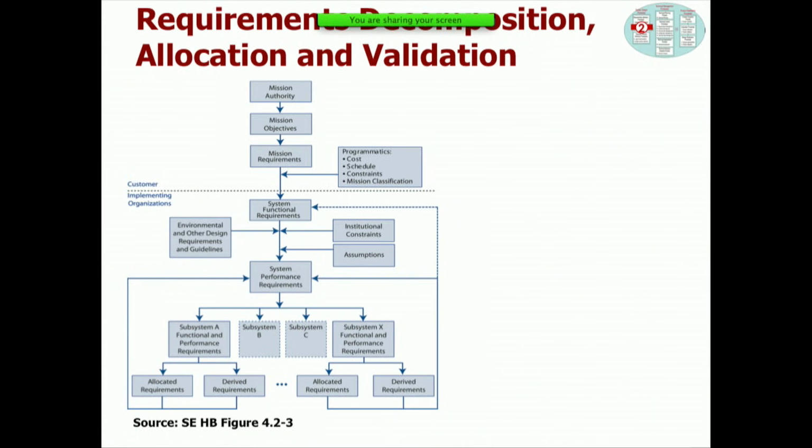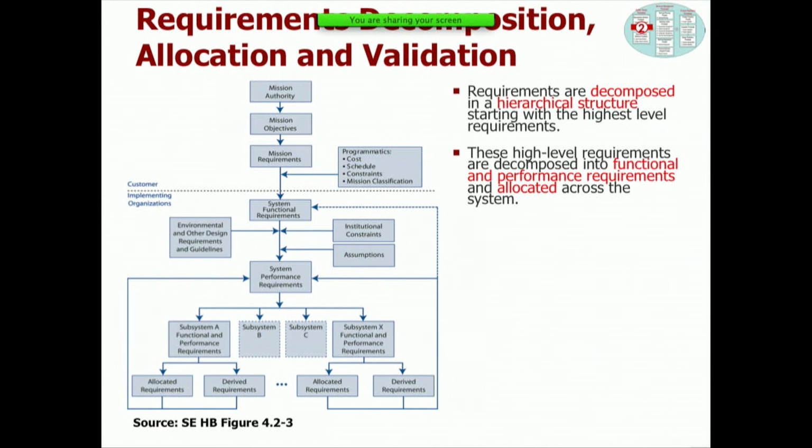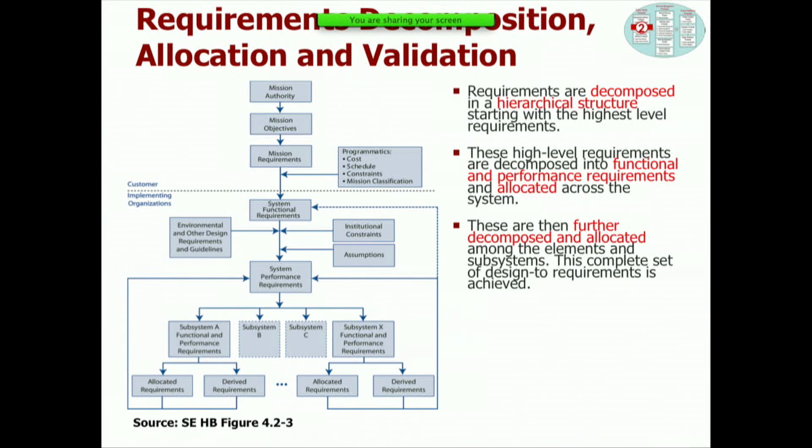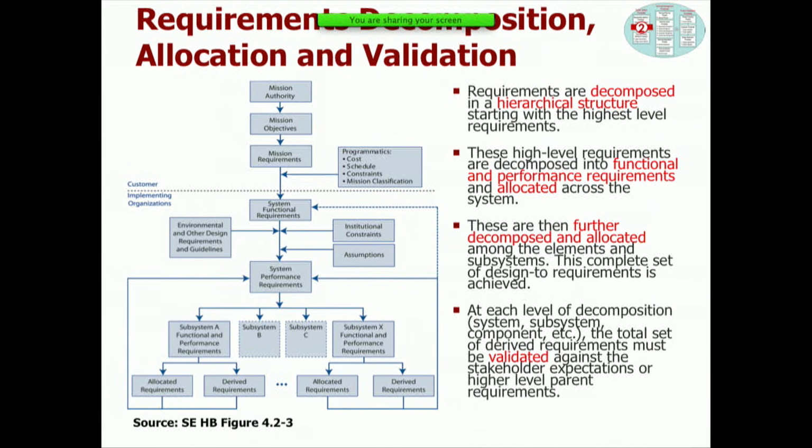And then the important thing is the difference between allocated and derived requirements. Allocated requirements are requirements that you choose to allocate, and derived requirements are calculated, dependent requirements based on the allocated requirements. I'll get into this in a minute. So requirements are hierarchical. We talked about this. Functional and performance requirements are allocated. And then from these, we can further decompose and derive requirements. Then the total set of these requirements needs to be verified and then validated against the stakeholder expectations.